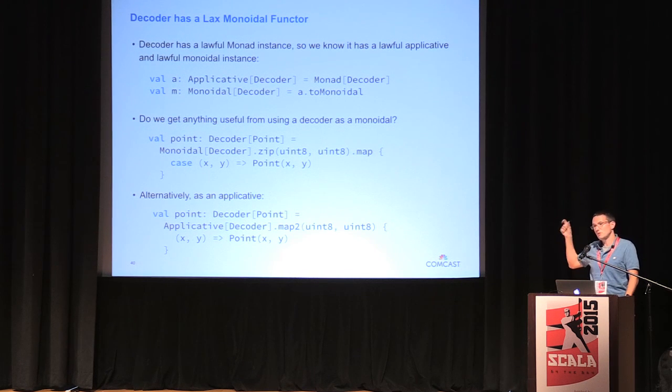I have two decoders. In this case, I have two 8-bit unsigned integers. I can just zip them together. Now I've got that same tuple type we had earlier, and I can just map over that to construct a point. So we filled in the question marks from earlier, where we just somehow magically had a decoder of a pair of integers. Now we actually have a way to construct those decoders of pairs of integers without writing it manually.